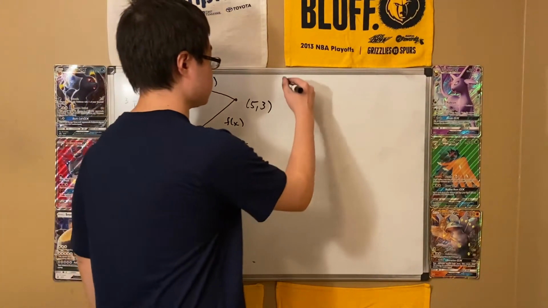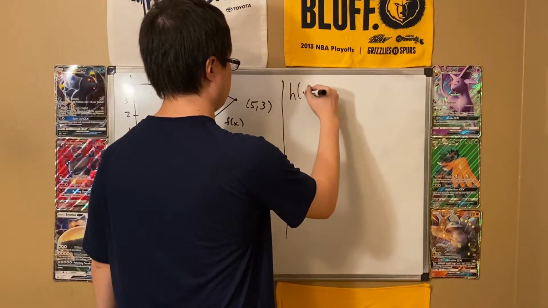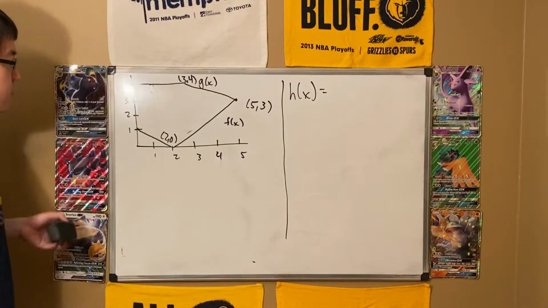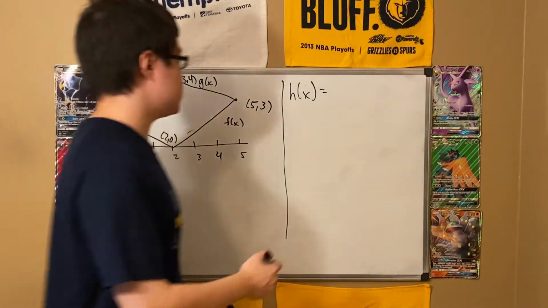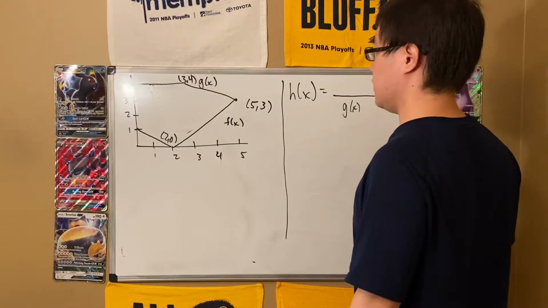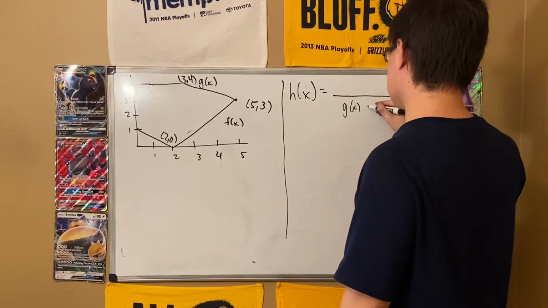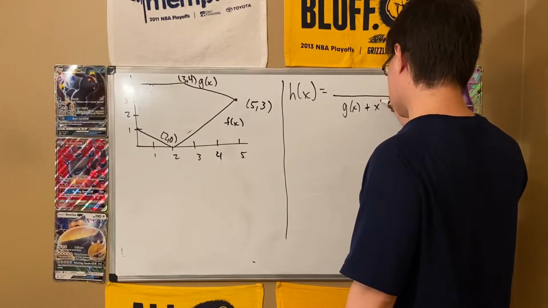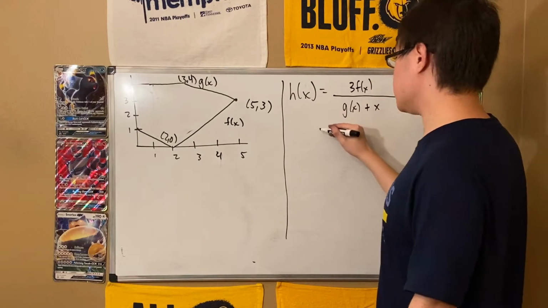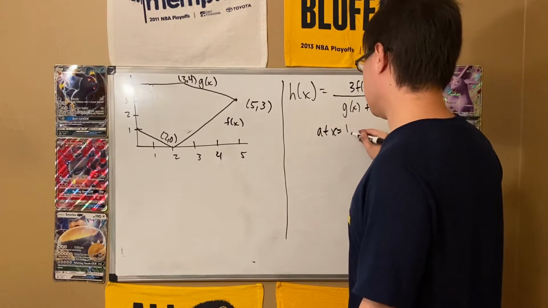So again, what we're going to be doing is we're going to be taking the derivative of functions like h of x still, and we're going to be taking this derivative. Let's take the derivative of, let's say, g of x plus x over 3f of x. And again, we're going to plug in a number. In this case, we're going to plug in the number 1.